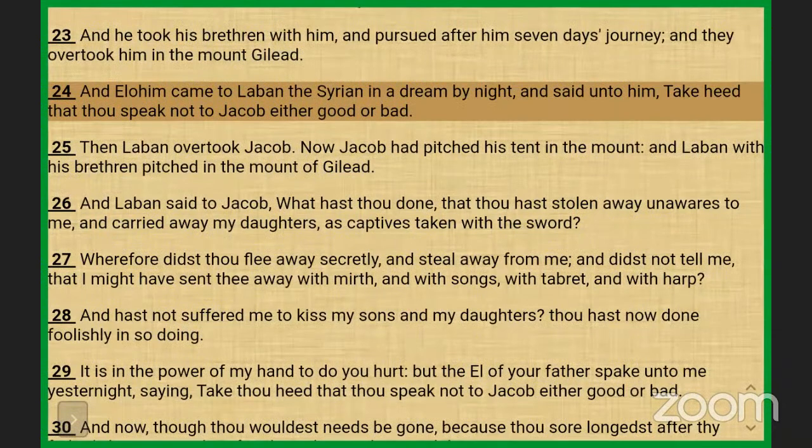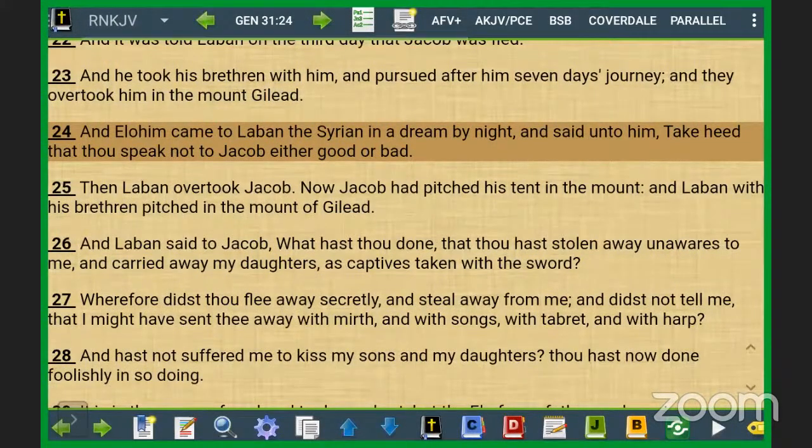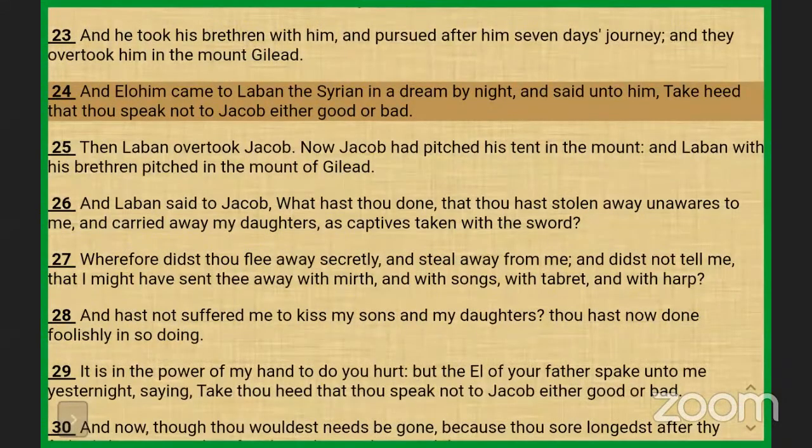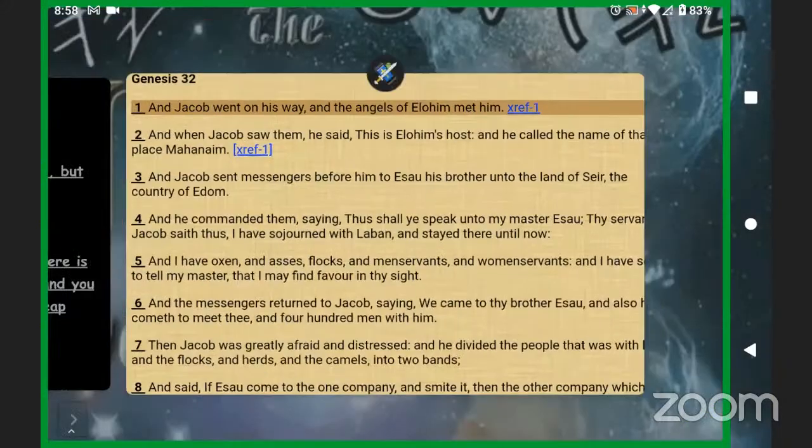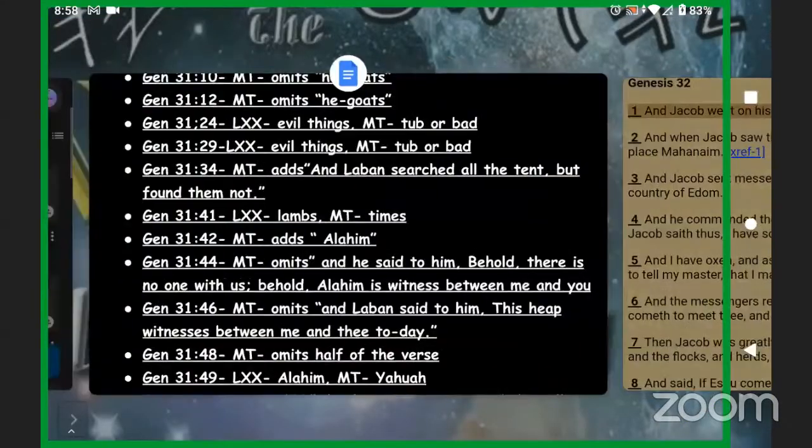Elohim came to Laban the Syrian in a dream by night and said to him, take heed that you speak not to Jacob either good or evil. So the Masoretic would make you think he's not supposed to speak to Jacob at all, which doesn't make much sense to me. So these are just some of the differences we're seeing here.